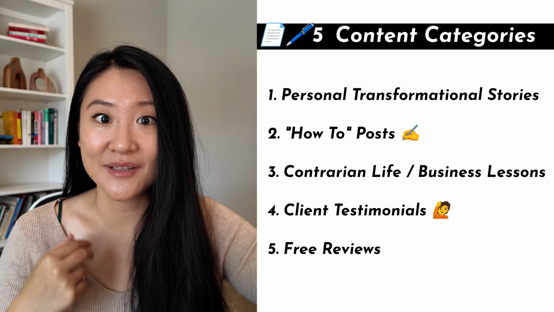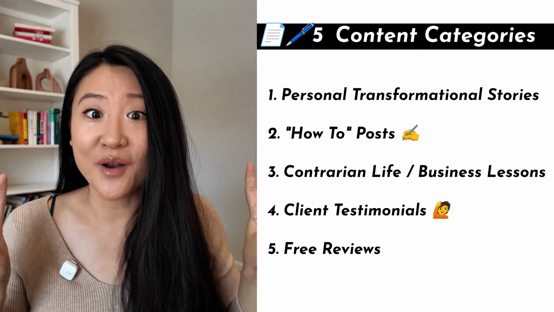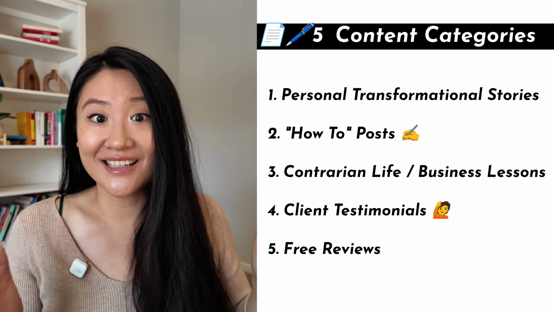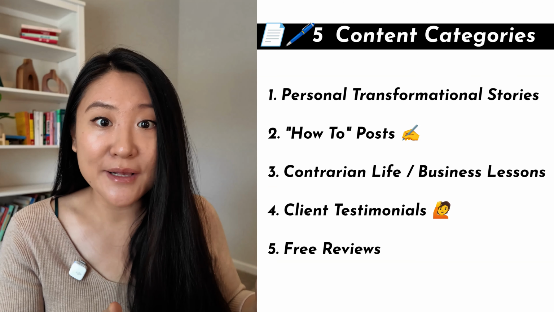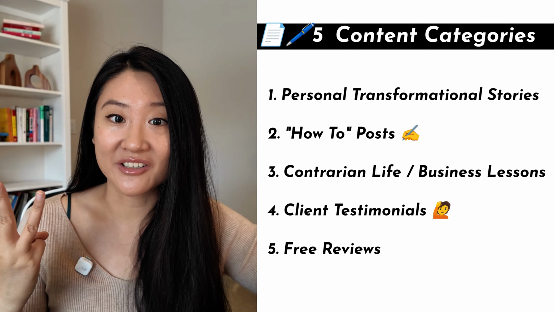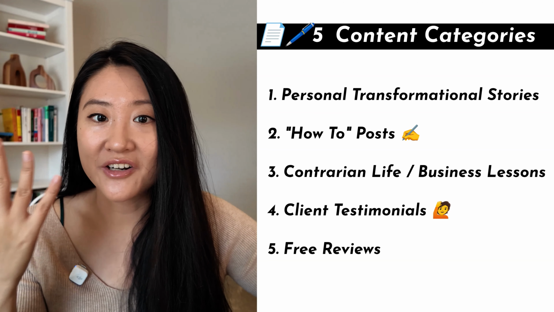Categories that worked really well for me when I'm posting on social media. Number 1 category is personal transformation and motivational posts. Those are the 'here's what I've been through' moments that you talk about to build trust and connection. The second type is what we're all familiar with, which is how-to posts. Typically they refer to tips, guides, quick tutorials, step-by-step breakdowns. And the third type here is contrarian life or business lessons. So our brains are wired in a very strange way.